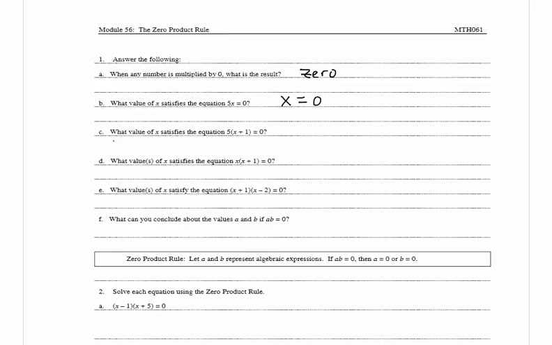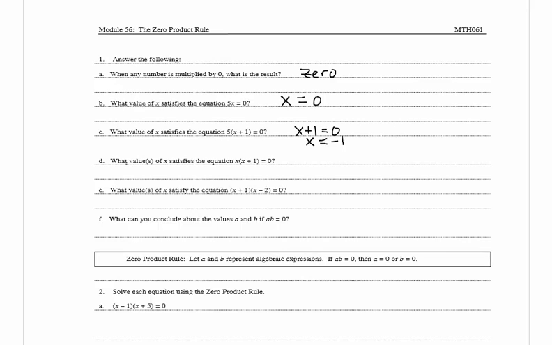In C, it says what value of x satisfies the equation 5 times (x plus 1) is equal to 0. And because 5 can never be 0, we can say that x plus 1 is equal to 0, and then subtract 1 from both sides, and x would equal negative 1.